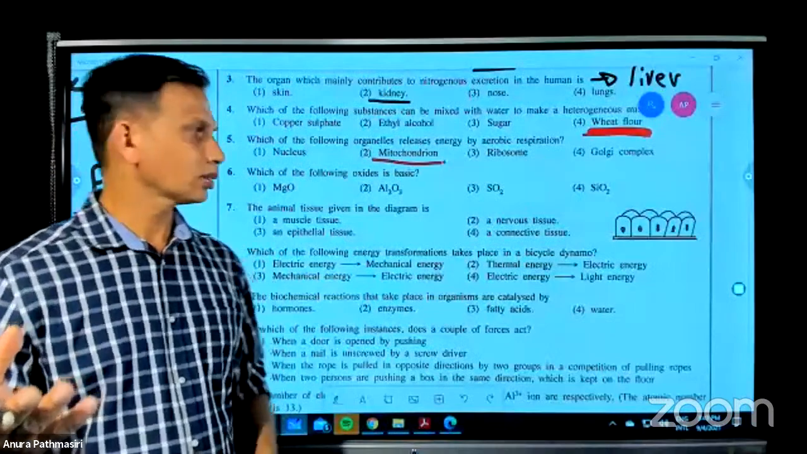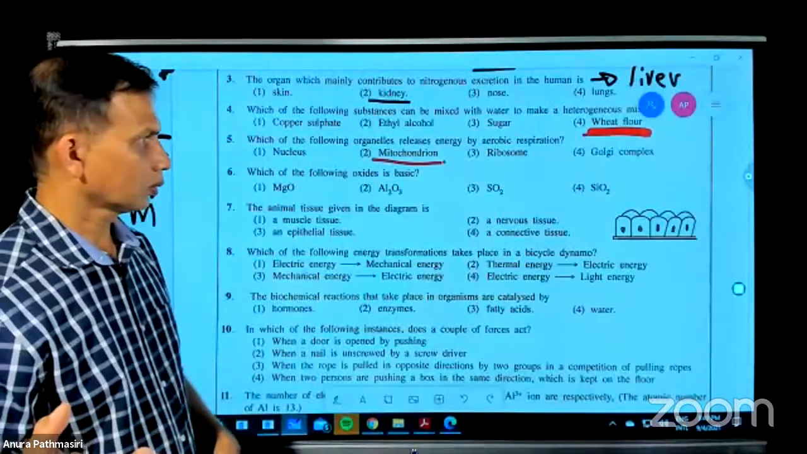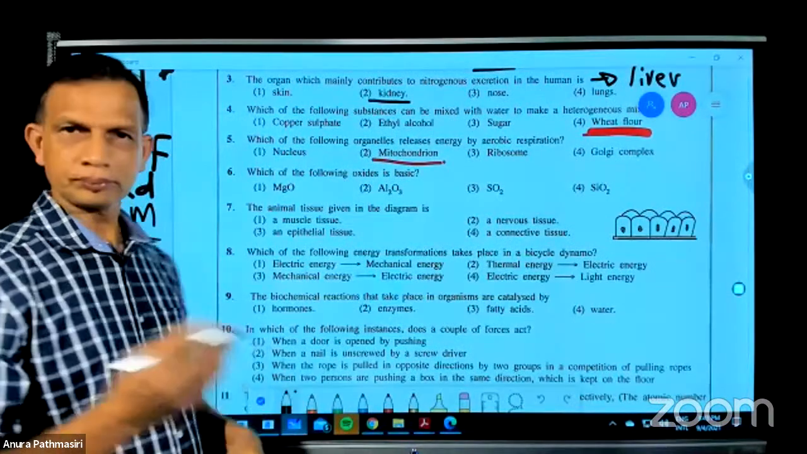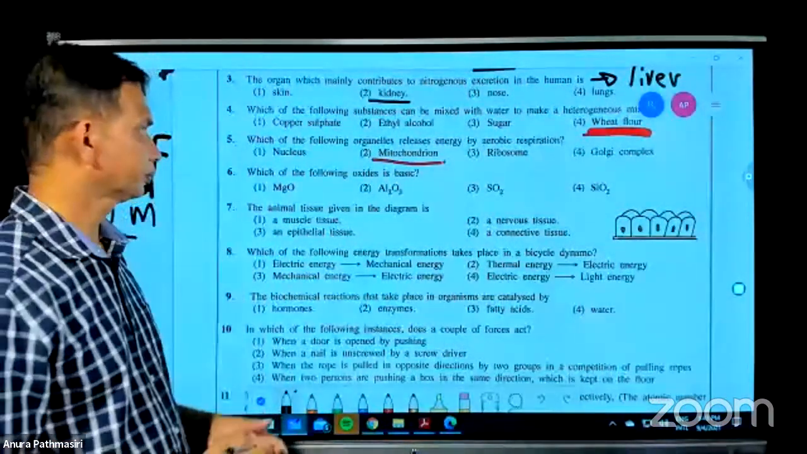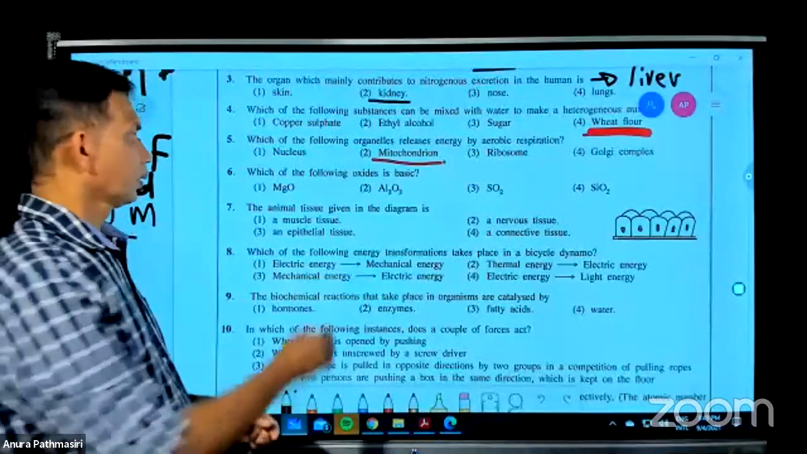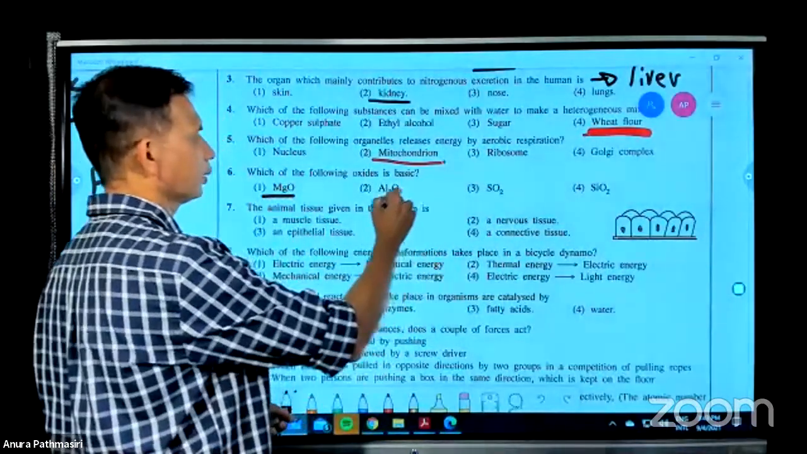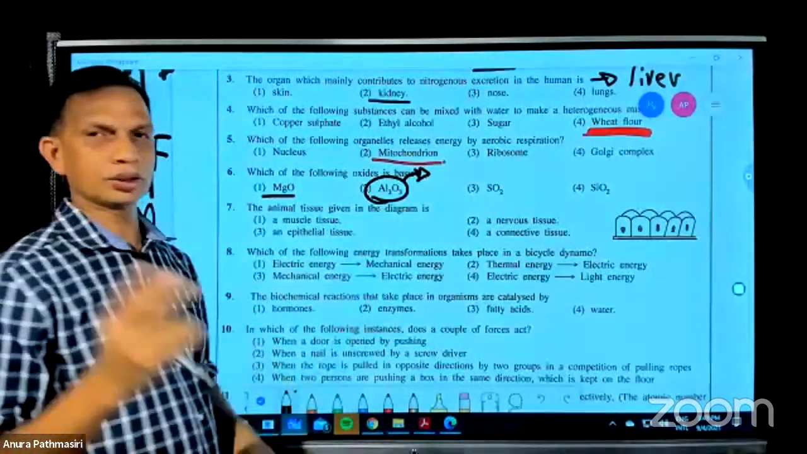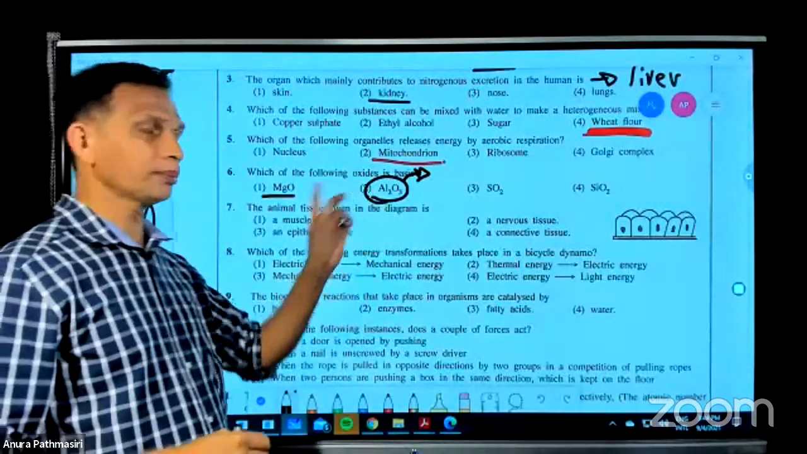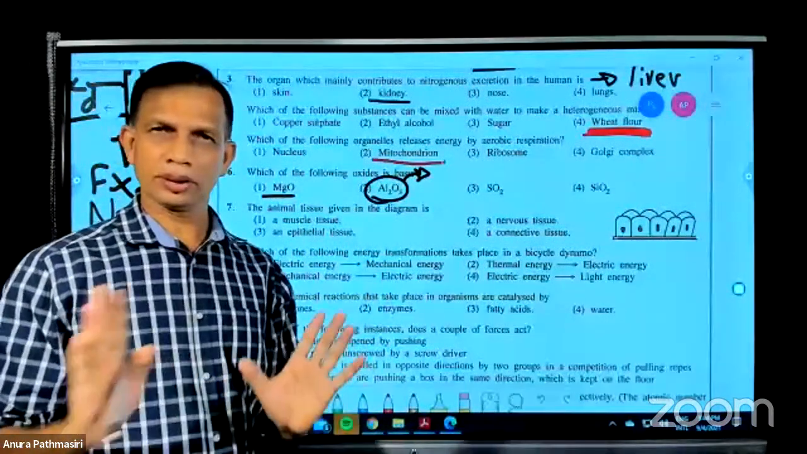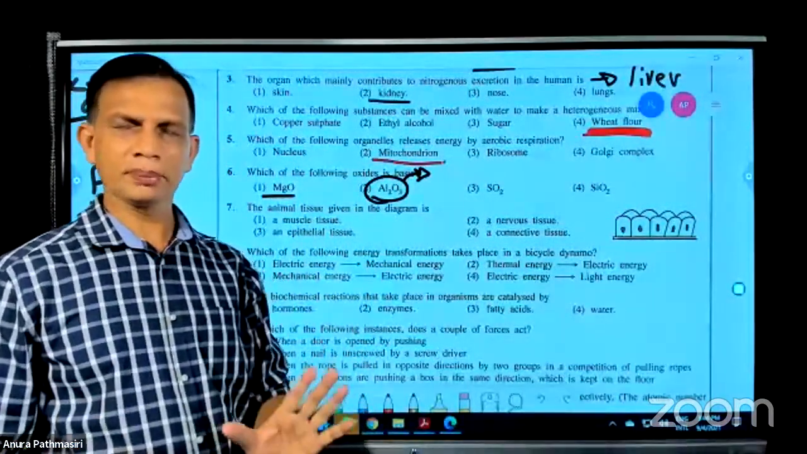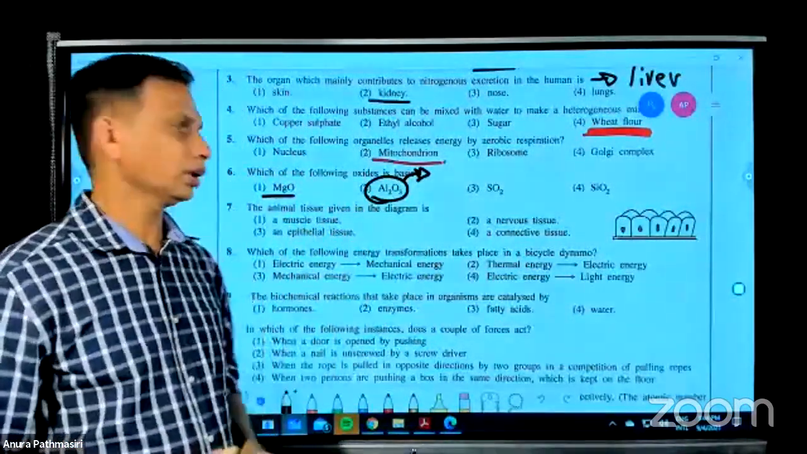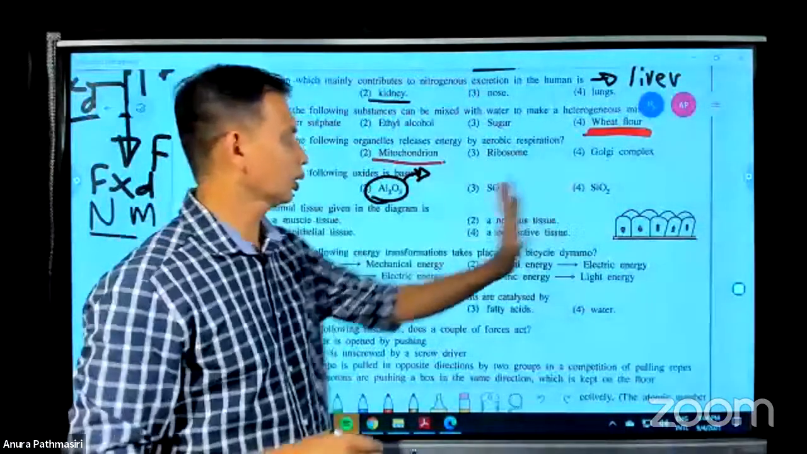So the answer here, which of the following oxide is basic? What is your answer? Magnesium oxide. This is aluminium oxide. As I told you, it shows both qualities, but it's a metal, basically metallic oxide bases, yes, but amphoteric. That means it shows both metallic and non-metallic oxide. So these are not given.